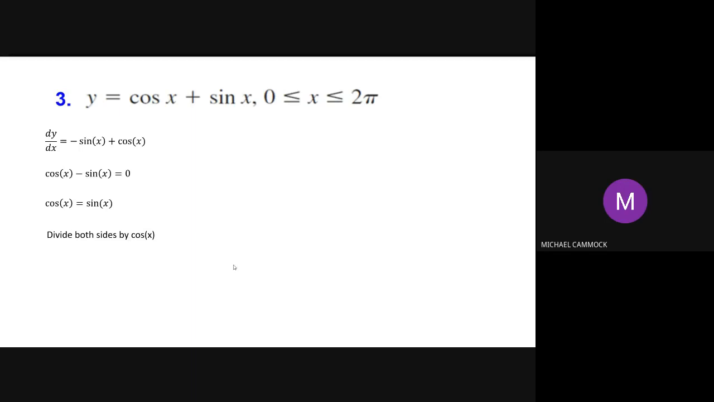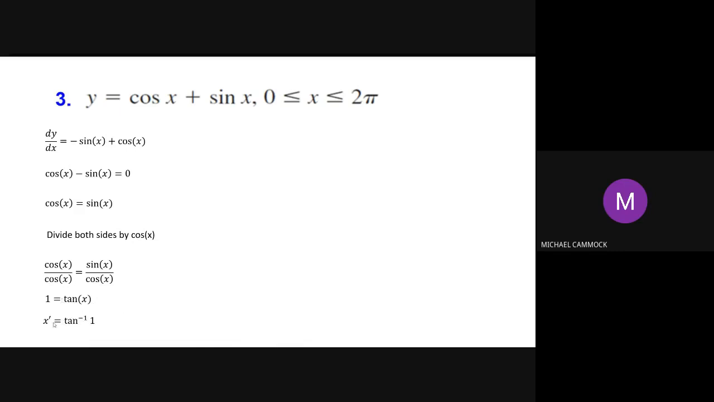Let's try that, see what happens with that. So this gets divided by the cosine of x, and this gets divided by the cosine of x. So cosine of x divided by the cosine of x, the sine of x divided by the cosine of x. Well, clearly this thing here is 1. This thing here is the definition of tan. So really what we're asking is, where's the tan of x equal to 1?